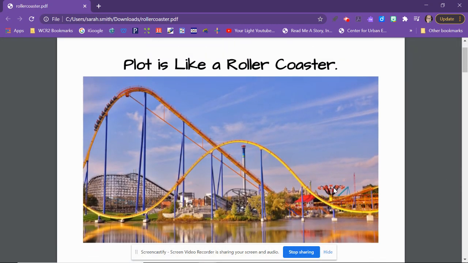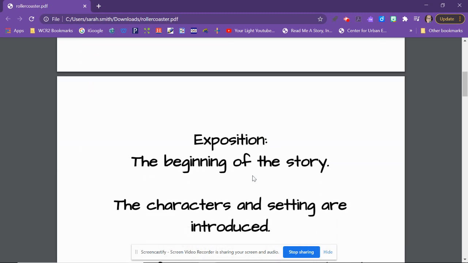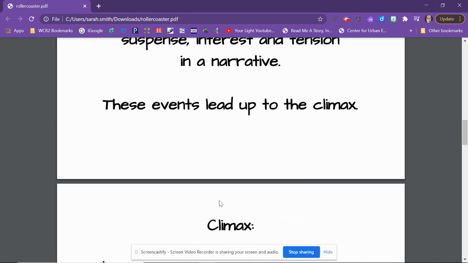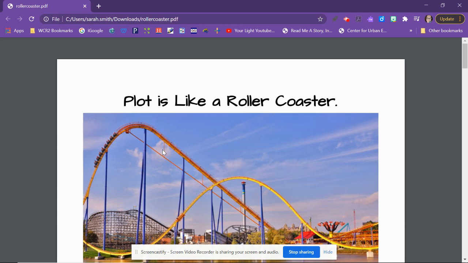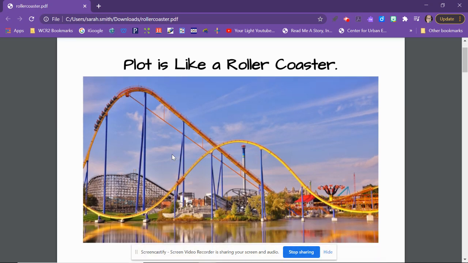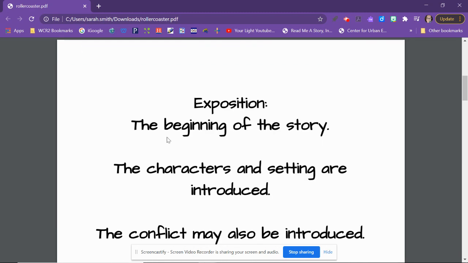So for your assignment today, you're going to be looking at a story and actually labeling parts of the story that are the exposition, the rising action. So you will need to label those parts based on the story that you are given to read, and then the parts will be there for you, and you have to label what each part is.